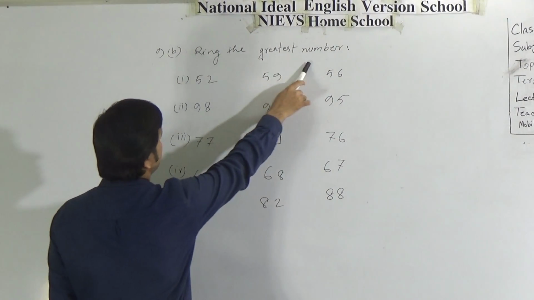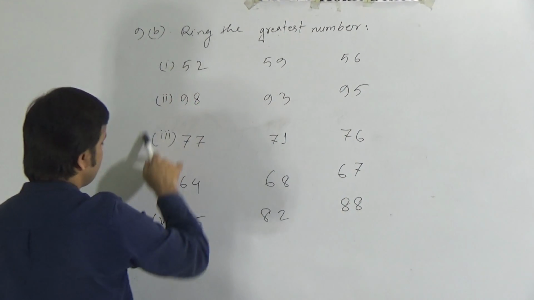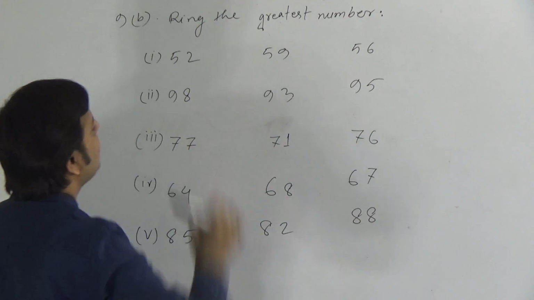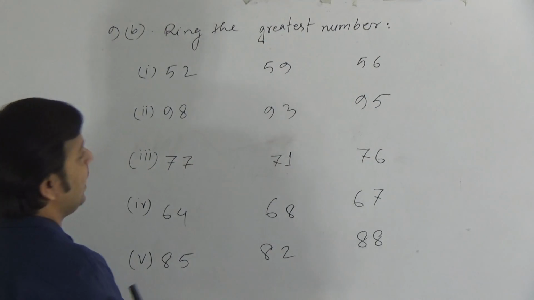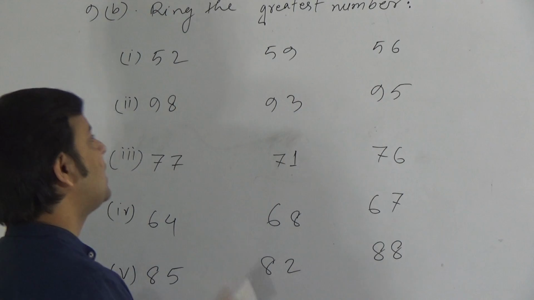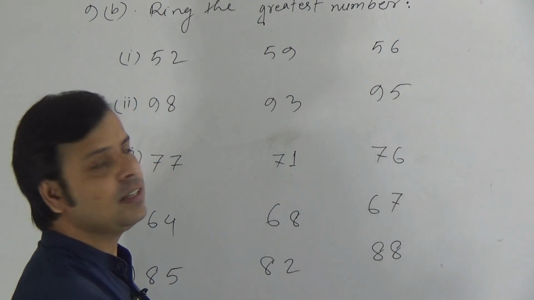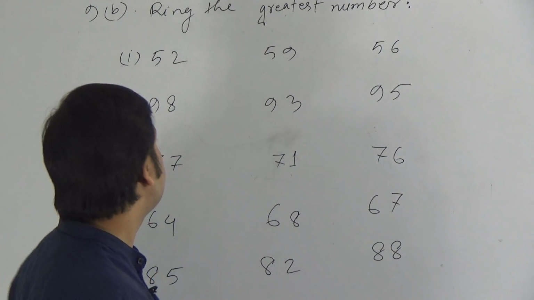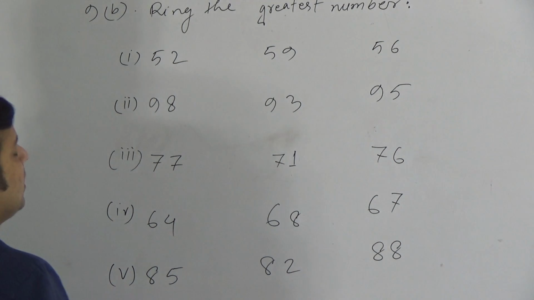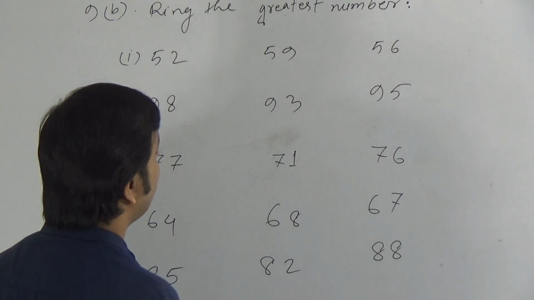Ring the greatest number. Here 5 questions are given. In each question you will see 3 numbers, and we have to find out the greatest one and use a circle on that number. Okay, dear students, now see how we can determine the greatest number.